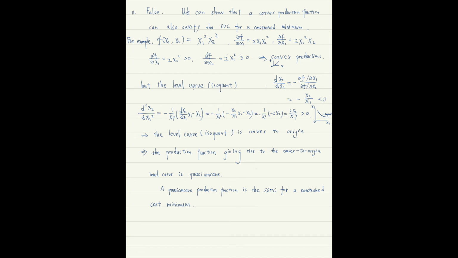So if I can find a production function which is convex, and this convex production function can lead to a convex to origin level curve, then the statement is false.